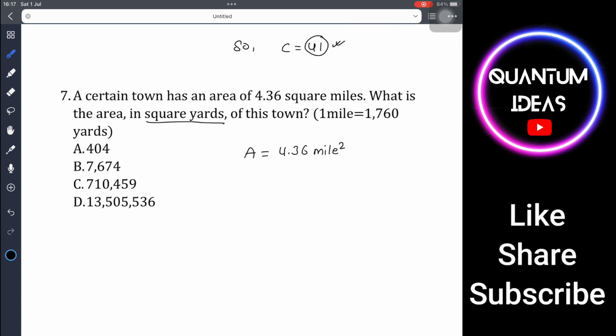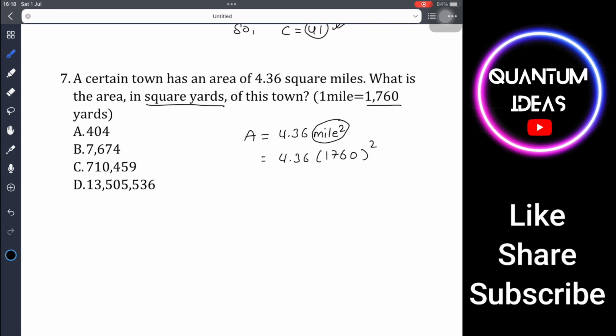So what do we have to do? We have 4.36, and 1 mile is equal to 1760 yards. Just plug it in here, squared, and write 1760. Because 1 mile is equal to 1760 yards, and here it is a square mile. We have to convert it into square yards, so we have to also square this.